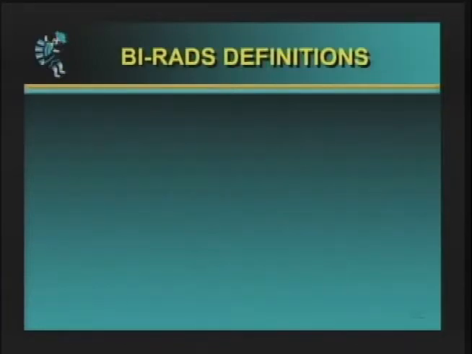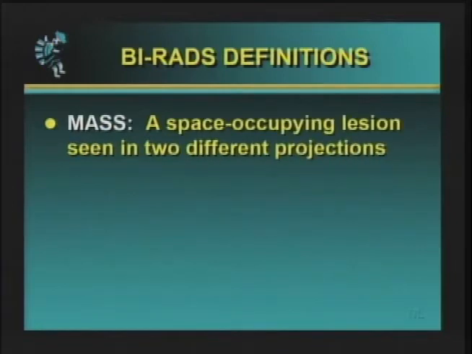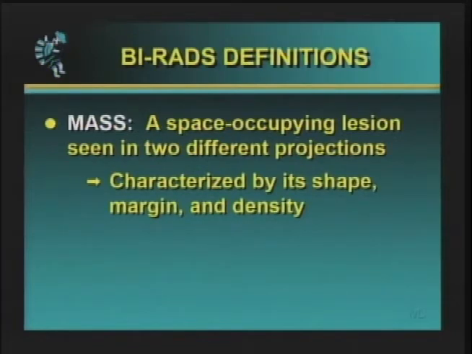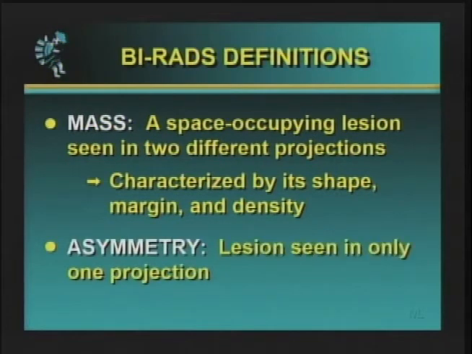Now, the other terms that are important to remember, that are very useful in our analysis of masses, are the actual terms that are used in the BI-RADS manual to describe masses. First, they describe a mass as a space-occupying lesion seen in two different projections. If you see it on only one projection, then it's still considered an asymmetry. But if it's seen in two projections, then you can legitimately call it a mass. And it's characterized by its shape, by its margin, and its density. Extremely important to evaluate all of those.